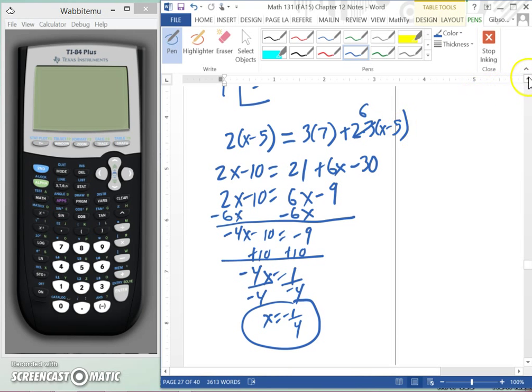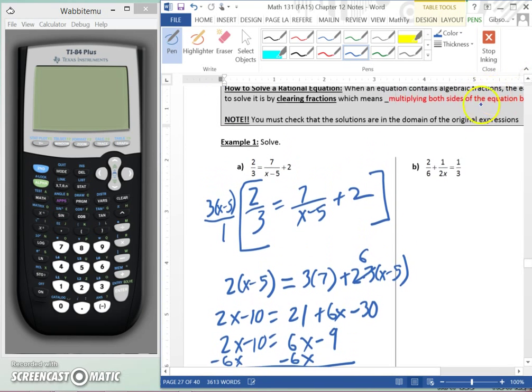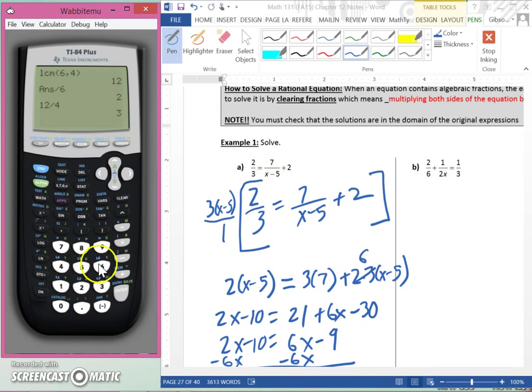All right, now for those of you that like to check your answers, I'm going to show you how you could check your answer using a calculator. So we know in order for this to be correct, we already know that our answer was a negative 1/4 previously. So if we substitute in negative 1/4 for x here, that means that this side must equal this 2/3, correct?